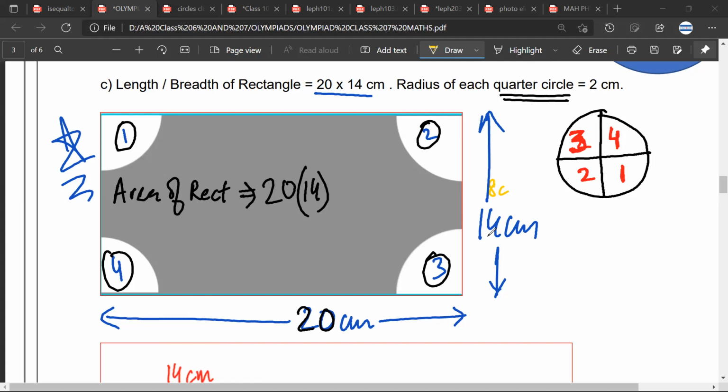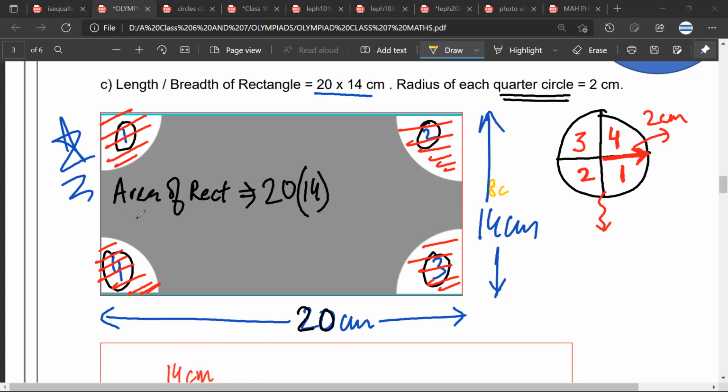Yes, sir. So what Mr. Sarthak is suggesting is, sir, these four quarters basically are making one circle. Mr. Sarthak, this is what you are suggesting? Yes, sir. Satya, any doubt? No doubt, sir. So the radius of each quarter circle is equal to the radius of the circle. This radius is given to be 2 centimeter. Mr. Sarthak, is it correct? Yes, sir.